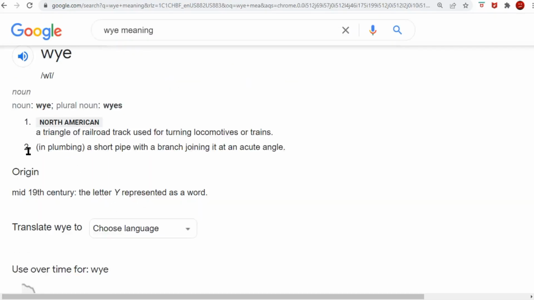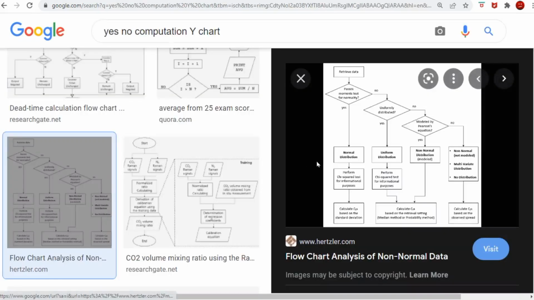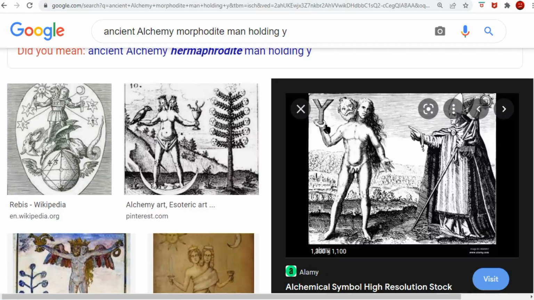Y, a triangle of railroad track, and plumbing, a short pipe with a branch in it. And it's as in computations. And so in the ancient astrology, everything had direct paths, and it told you what to do, and it was all simple the way it was all worded. And then as times changed, it's where your word Y comes from, W-H-Y. You see it here, the Y.